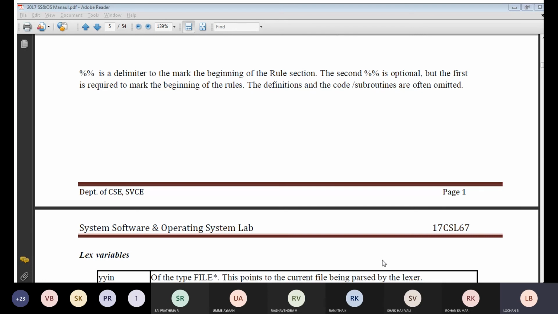Apart from that, I'll repeat once again, they may ask the lab programs. For example, they may ask: write a Lex program to recognize a valid arithmetic expression, or write a YACC program to evaluate an arithmetic expression involving the operators plus, minus, star and division. These are the lab programs we have discussed, and you can expect them in your fourth module. You got it, I think you have understood.